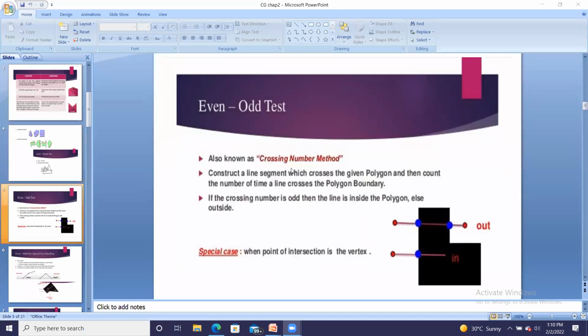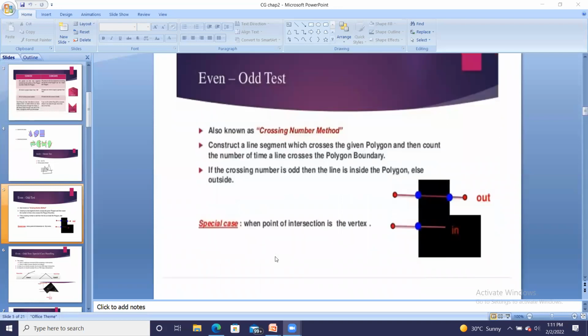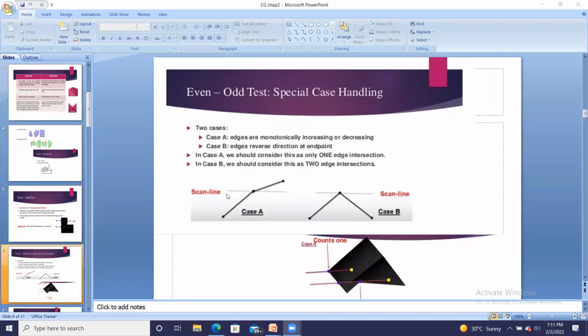So in the even odd test, it is also known as crossing number method. So you are going to cross the numbers. So construct a line and count the number of time a line crosses the polygon boundary. जेवढ्या वेळा ती line crosses the polygon boundary, then जर odd number असतील तर inside consider करायचं, even number असतील तर outside consider करायचं. So we have seen this. Special case म्हणजे कुठली आहे तर ती वर्टेक्सला जेव्हा आता आपण बघितलं, जेव्हा कॉन्केव्ह पॉलिगॉन असेल तेव्हा वर्टेक्सला प्रॉब्लेम दाखवत होते. सो दिस इज स्पेशल केस, आणि मग ती स्पेशल केस कशी ट्रीट केली आहे ते पण सांगितलं त्यांनी, राईट.